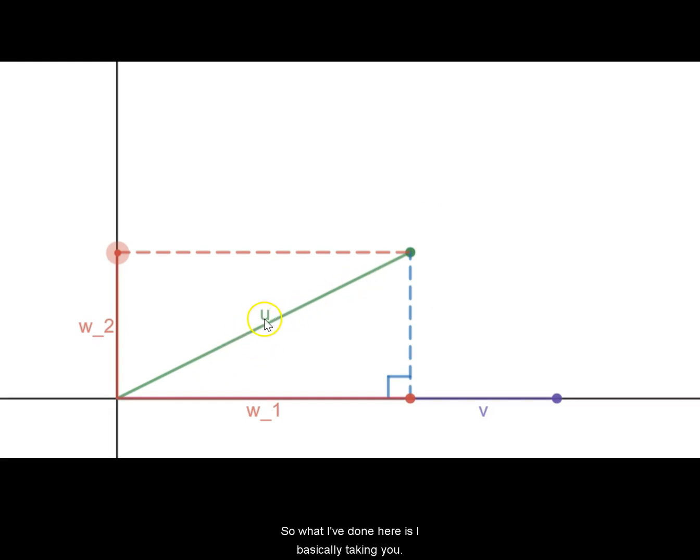So what I've done here is I've taken u and decomposed it into two vectors, right? One of those vectors is a scalar multiple of the v that I had, and the other vector is orthogonal to that w1 vector. Just to recap, I took u and turned it into the sum of two vectors. Those two vectors are orthogonal to each other, and one of them is a scalar multiple of that vector v that I was interested in.